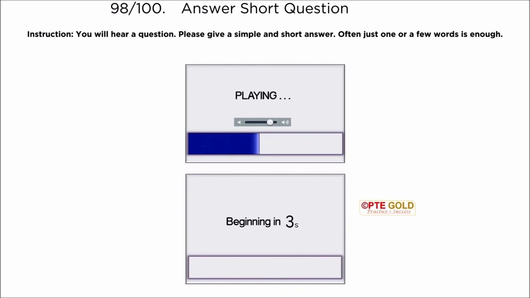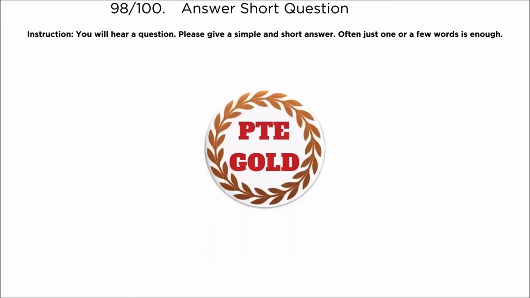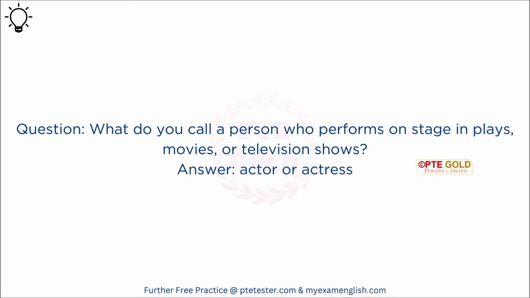What do you call a person who performs on stage in plays, movies, or television shows? Actor or actress.